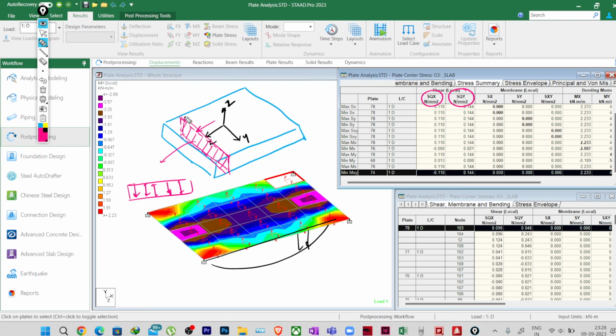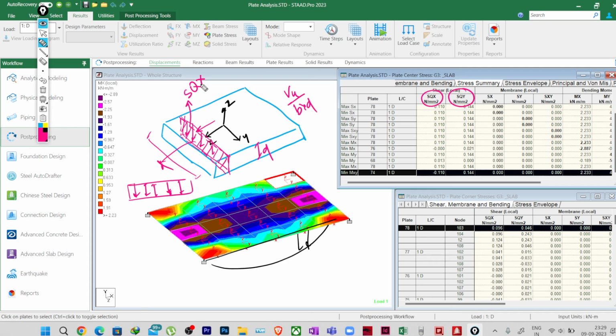Okay, so on this face, whatever shear stress we are getting, shear stress means shear force, Vu divided by b into d. So d we have, this is my d. b also we have, b per meter or something. So along this face, whatever shear stress is acting, this shear stress will be my SQX.